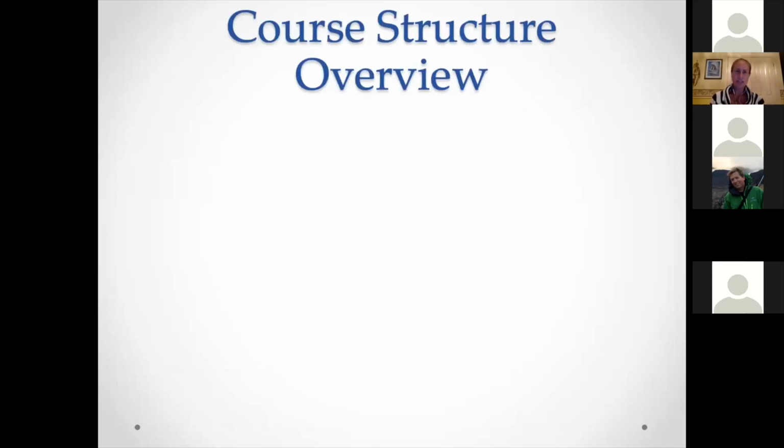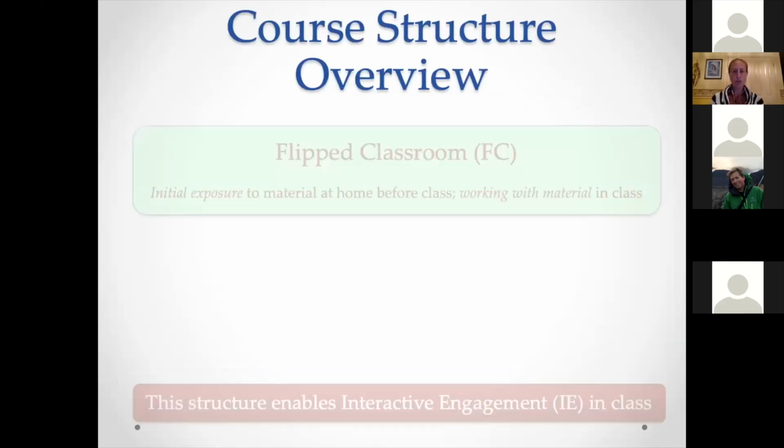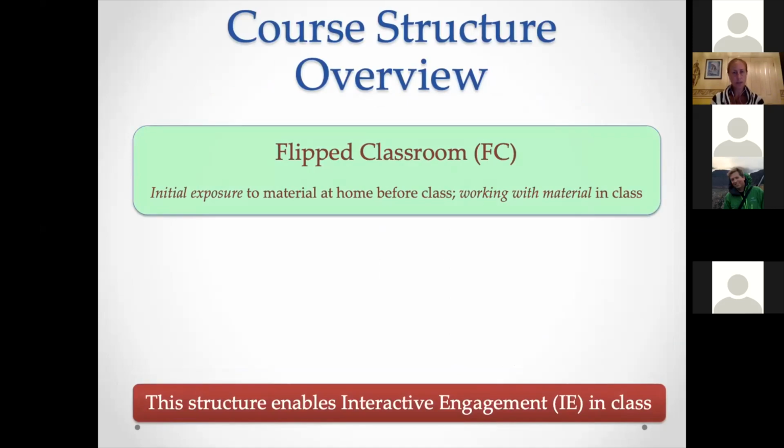So in terms of a simple overview of the course structure, flipped classroom basically means that students get their initial exposure to the material at home before they come to class, such that we free up the time in class to work with the material. And so that structure essentially enables what's called interactive engagement in class, because we're not tied up with filling class time with just covering material.